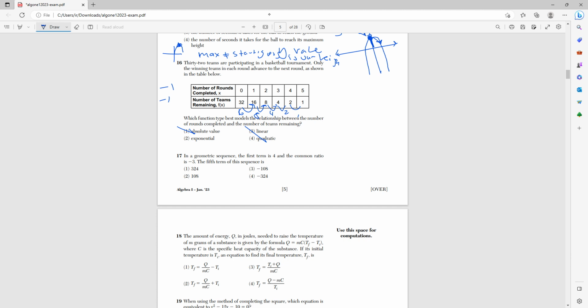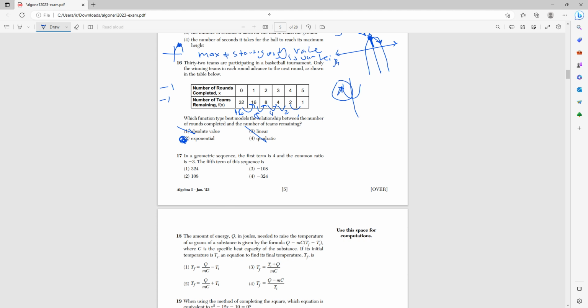And I don't think it's quadratic, right? Because in order for something to be quadratic, you're going to have a negative side, right? And that simply isn't shown here. So this obviously is exponential, right? Because as each round goes, the number of teams remaining, or the amount it is decreased by, changes and decreases.